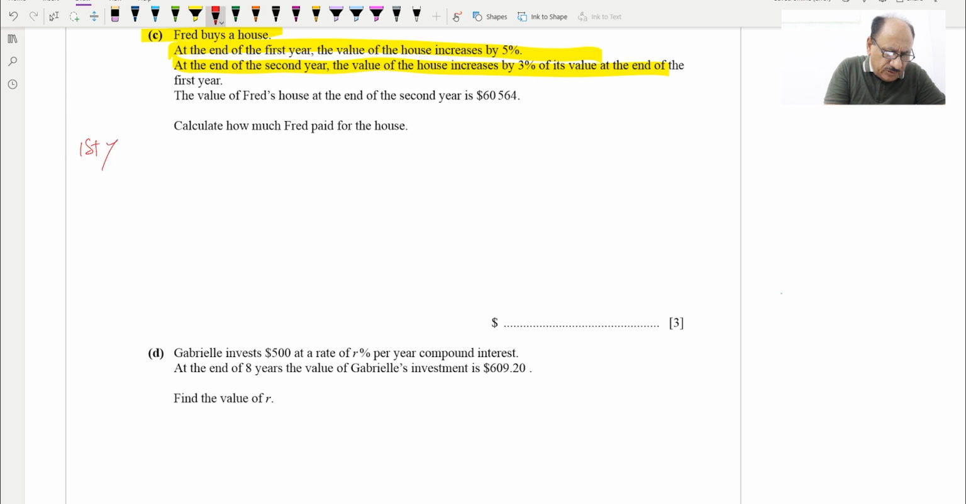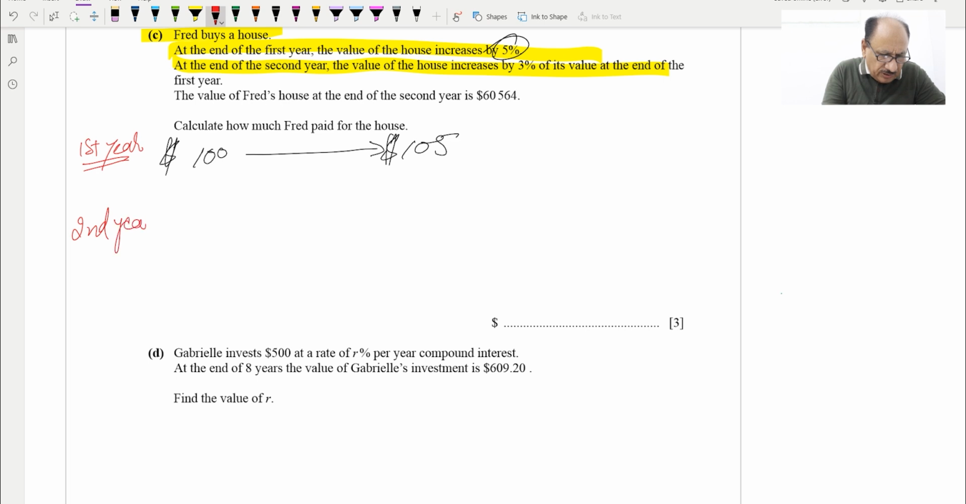So first year, what will be the situation? Starting is say 100, so it will be changing to 105, because the increment is 5%. Let us suppose that the initial amount is $100, and it will reach 105 at the end of the first year. Now we will consider the second year. Second year starting amount will be 105, and the percentage increase is 3%.